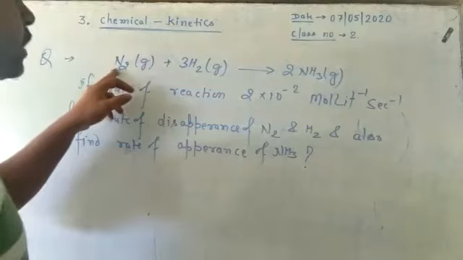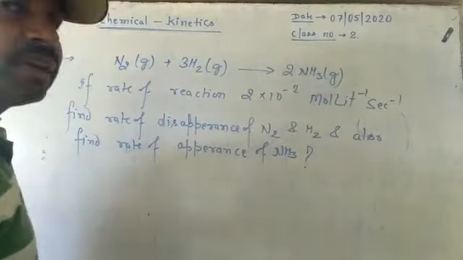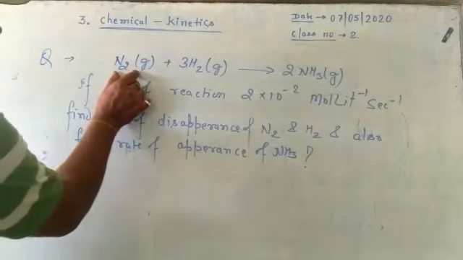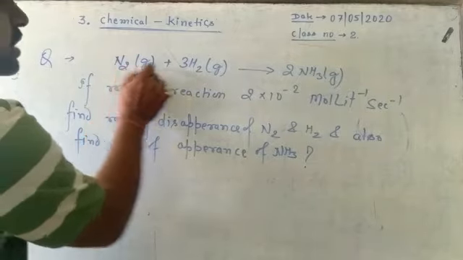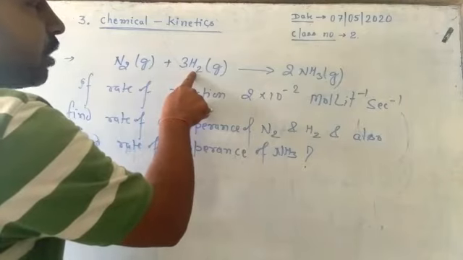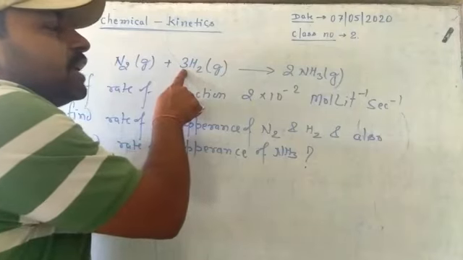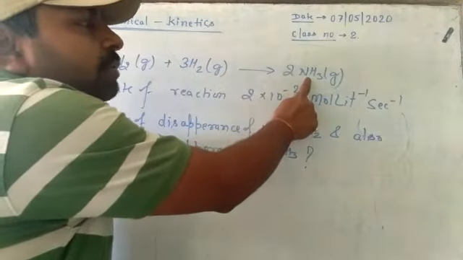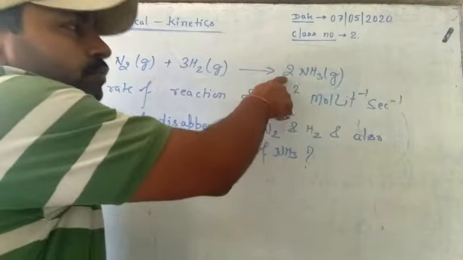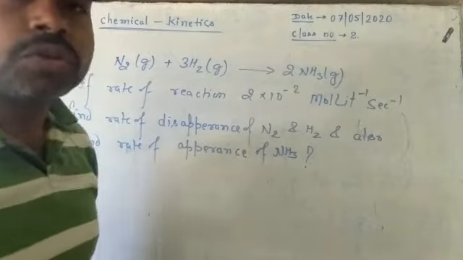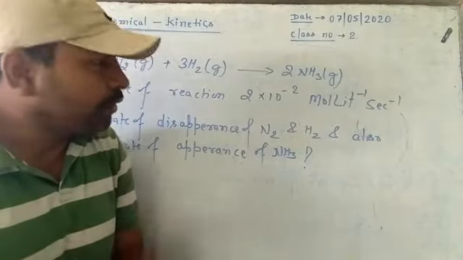Here, initially, you write the rate of reaction for the given equation. This is the rate of disappearance of N2, which is exactly equal to the rate of reaction. If you calculate the rate of disappearance of H2, then you multiply 3 into rate of reaction. If you calculate the rate of appearance of ammonia, then you calculate 2 into rate of reaction. So students, this type of question is done by you by the following method.